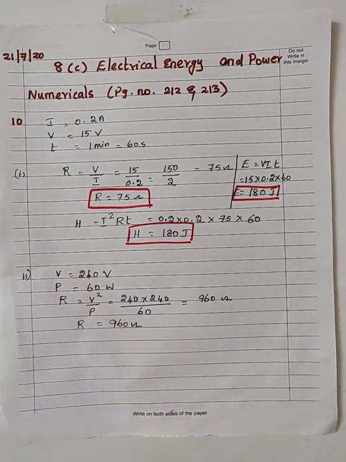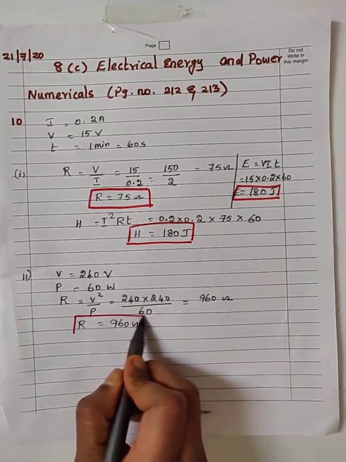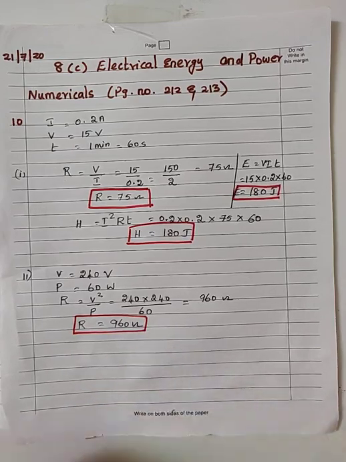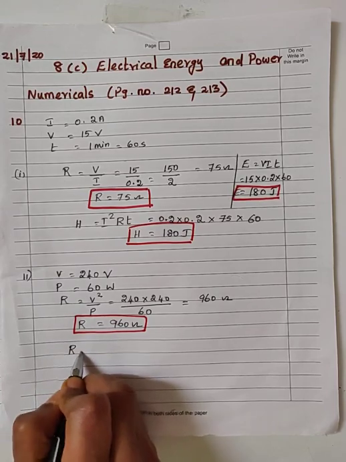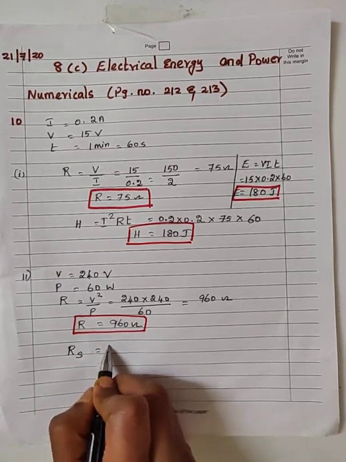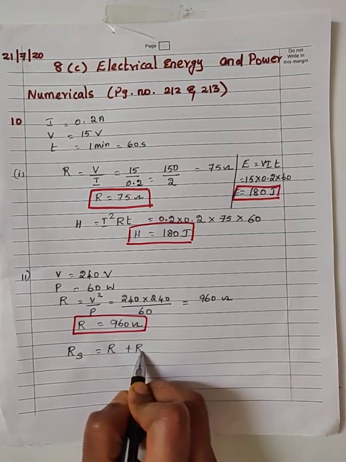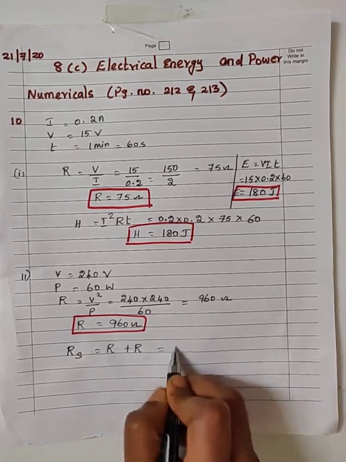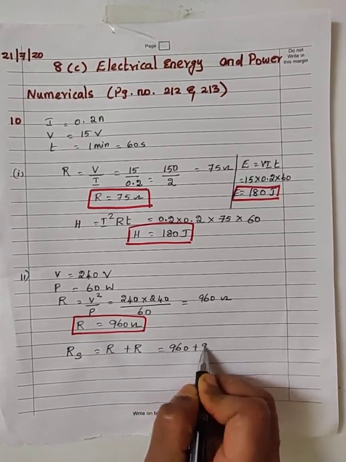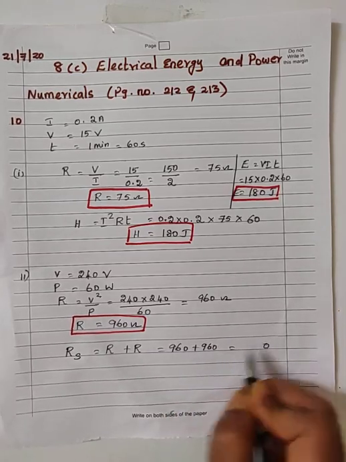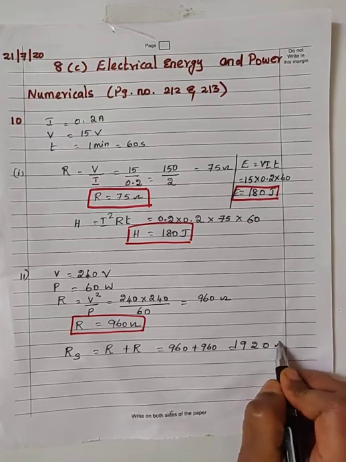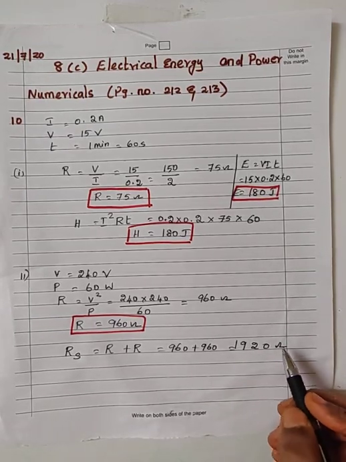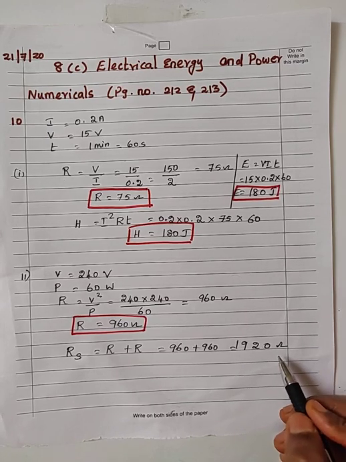And in the question, it is given that two such lamps are connected in series. So when two such lamps are connected in series, the effective resistance in the circuit for a series combination of the two bulbs is R plus R, which is equal to 960 plus 960, which is equal to 1920 ohm. The total resistance in the circuit is equal to 1920 ohm.